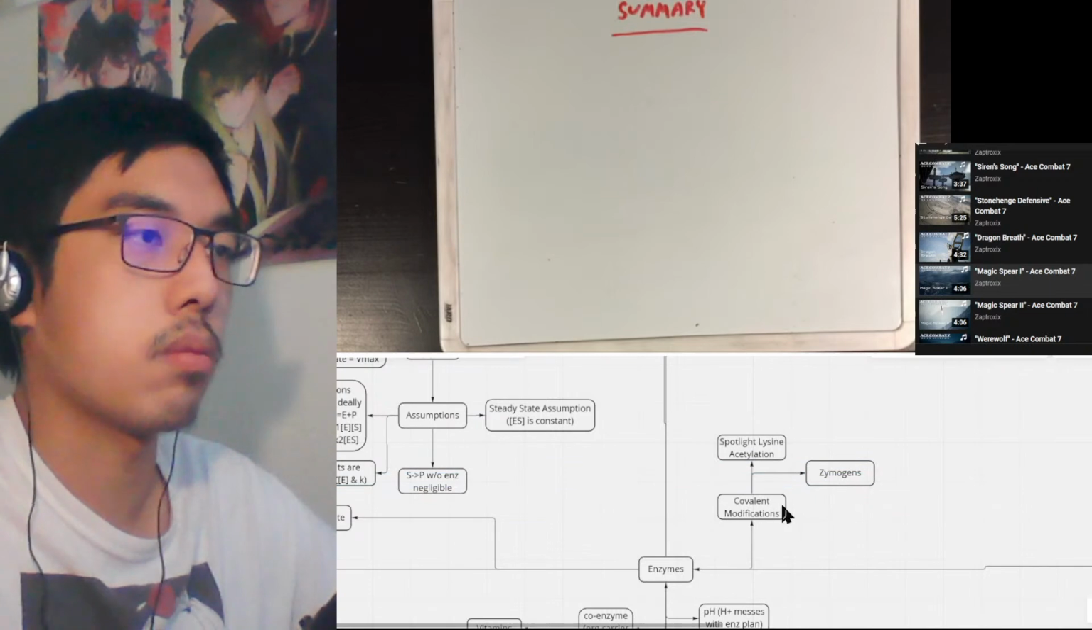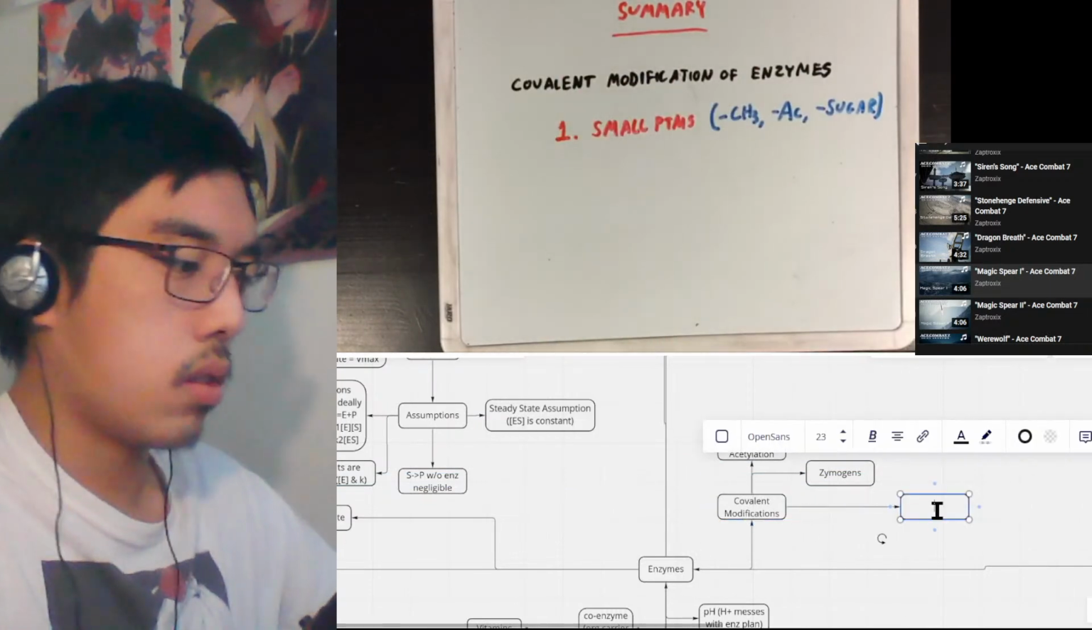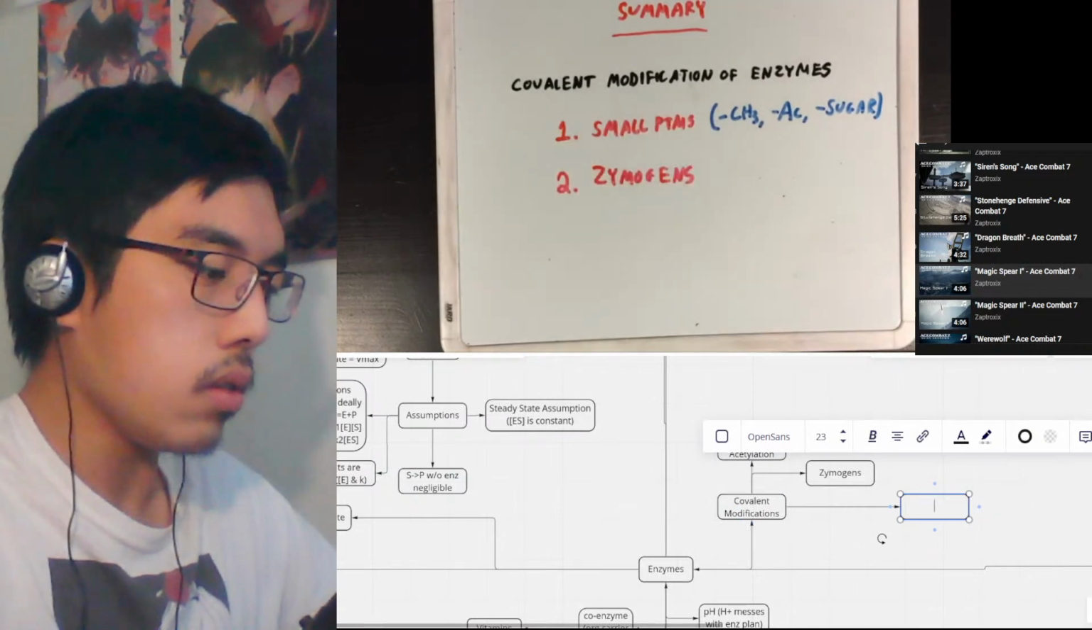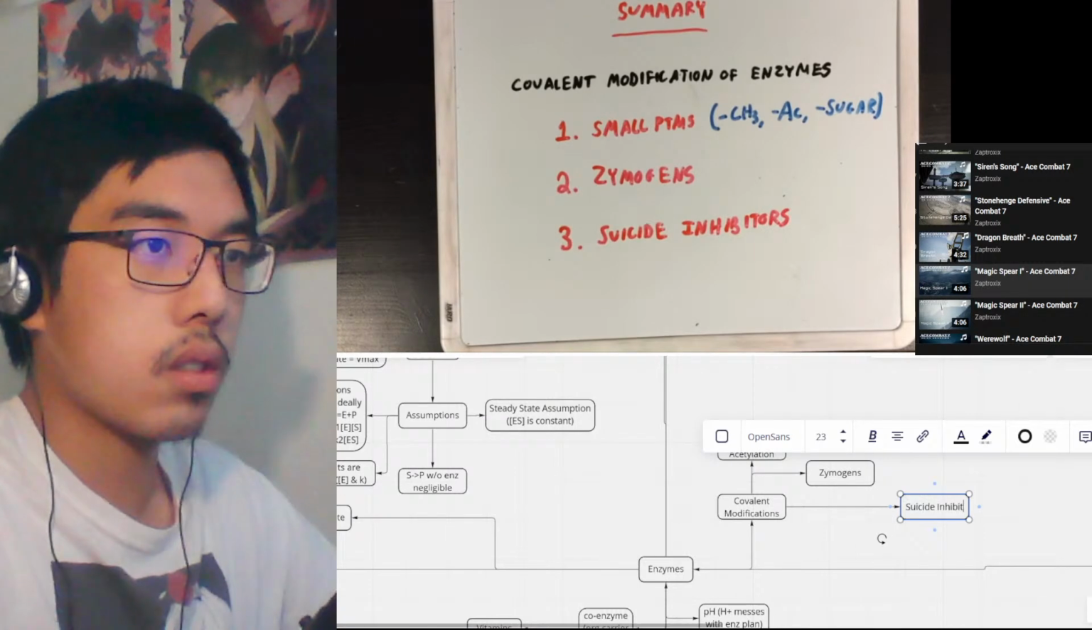So what have you learned? Well, we talked about three very different things today that all have to do with covalent modifications to enzymes. First, we talked about small post-translational modifications like methylation, acetylation, and glycosylation. Second, we discussed zymogens, inactive proteins that require covalent modification to become active. And finally, we talked about suicide inhibitors, which are enzyme inhibitors that permanently bind their target.